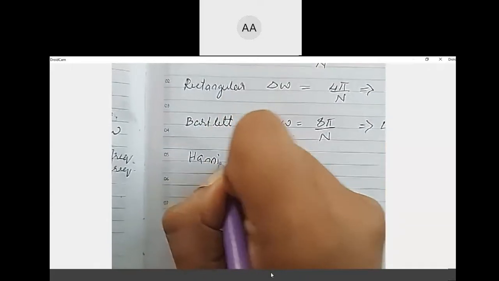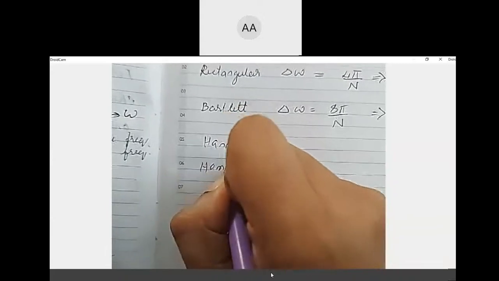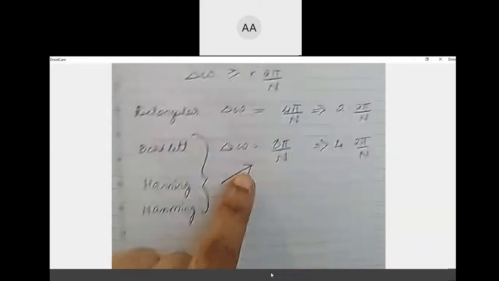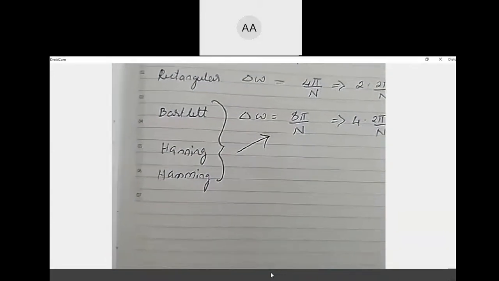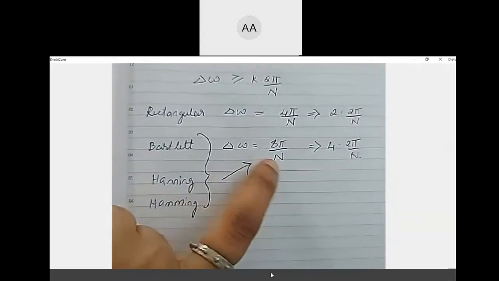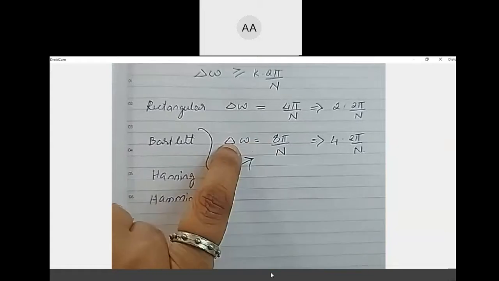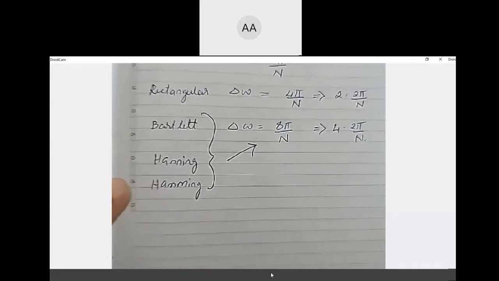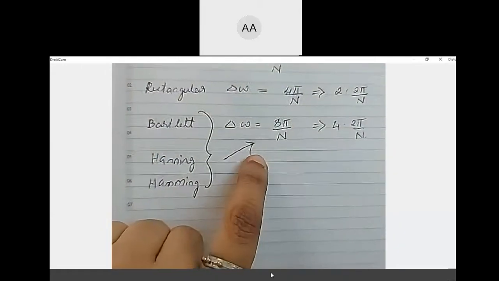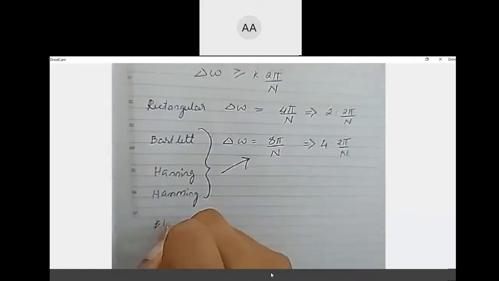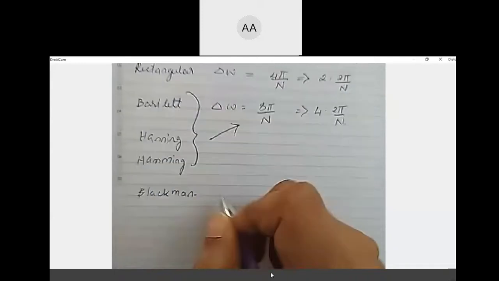So for the Bartlett window, Hamming window, for all these windows, it is 8 pi by N. So in a problem, if they mention the value of k is 4, or they mention the transition width is 8 pi by N, you can choose either of these windows. Apart from this, if they mention the stop band attenuation also, then accordingly you choose whichever window you want. In the Blackman window, you can see that the transition width is very high.